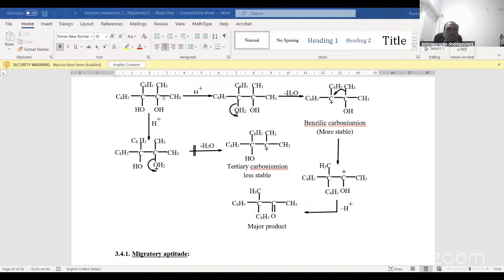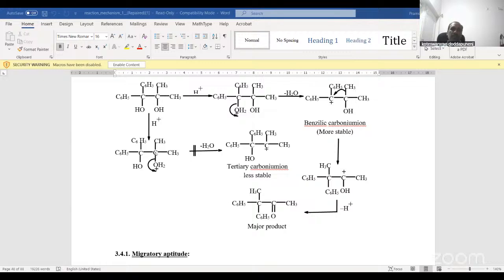Then 1,1-diphenyl-2,2-dimethyl ethane-1,2-diol, which on protonation leads to the formation of a carbocation. That carbocation undergoes rearrangement that leads to formation of a benzylic carbonium, which is more stable. That leads to the formation of the major product.